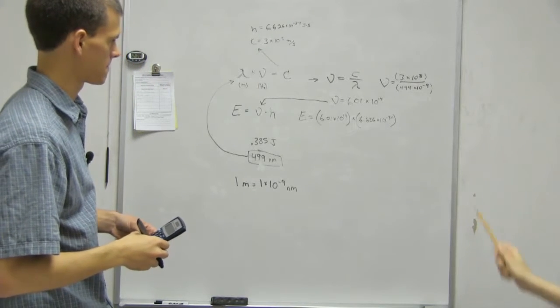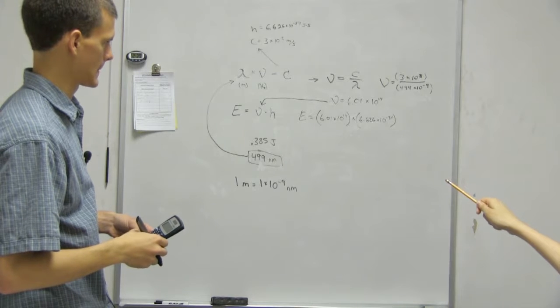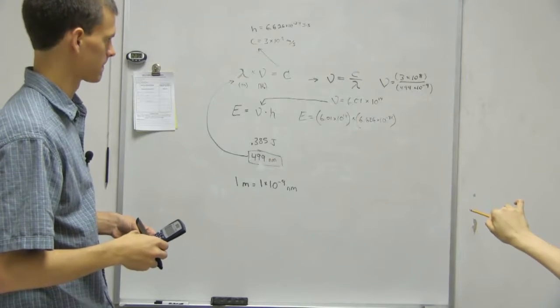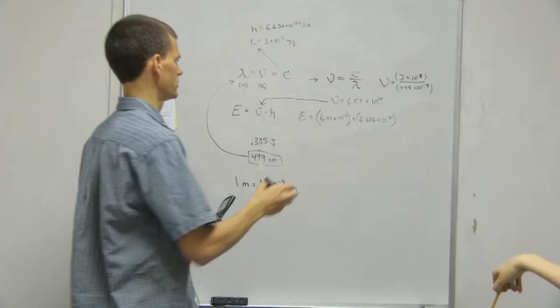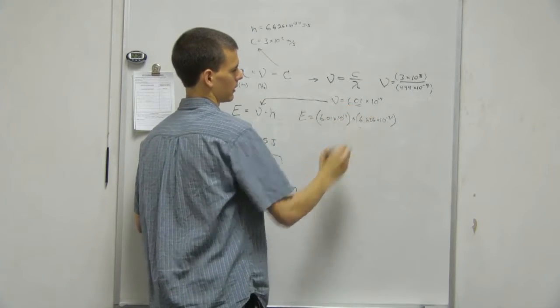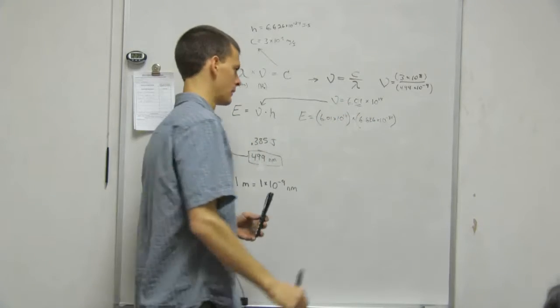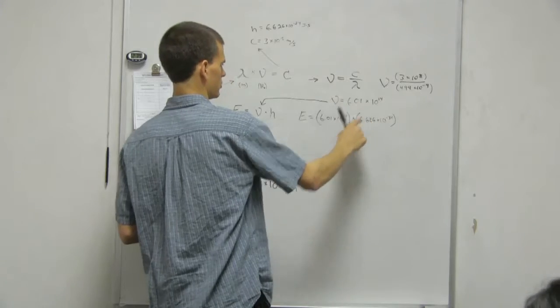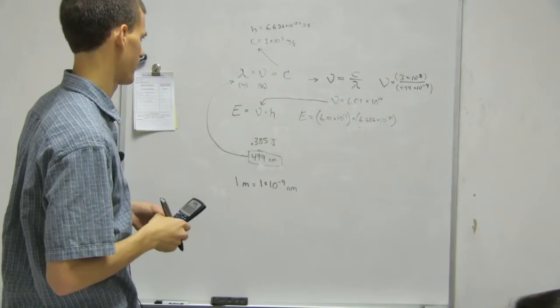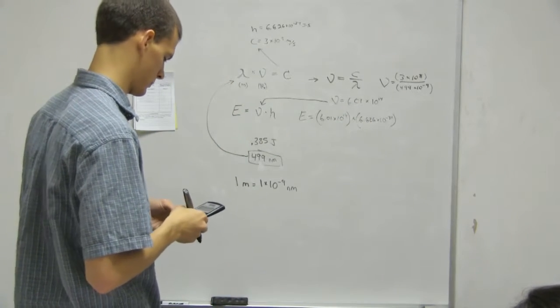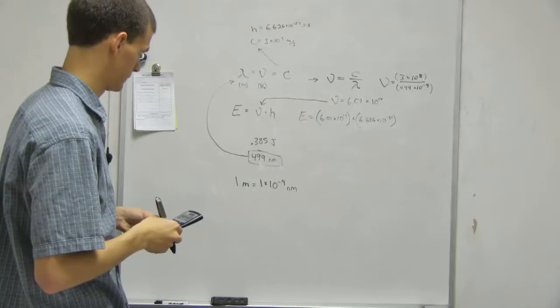Question. After you solve this, does it have to be to 2 digits or longer? I would just leave it to 2 digits. I wouldn't worry about keeping too many. Just 2 is fine, to the hundredth place.